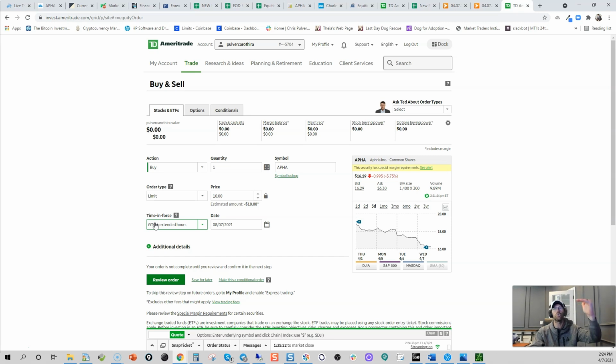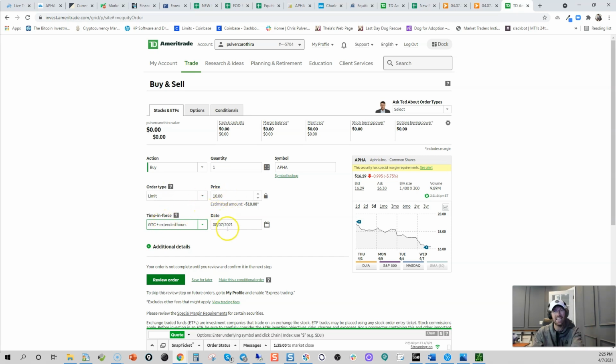Let's say that price closes normal market hours at $11. And then post-market, price keeps dropping, or pre-market the next day, price drops down. I could get filled at $10. So if you're able to get filled with extended hours and trade those extended hours, I would like to do that. So I think that if I was going to take this trade just as is, and I want to get filled at $10, I like the good till canceled.